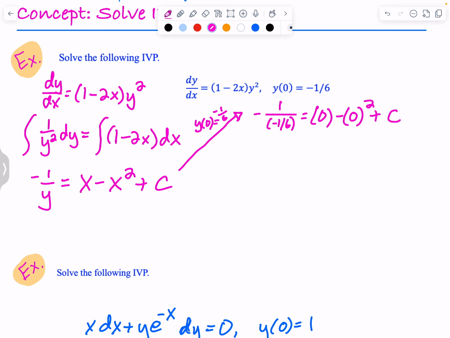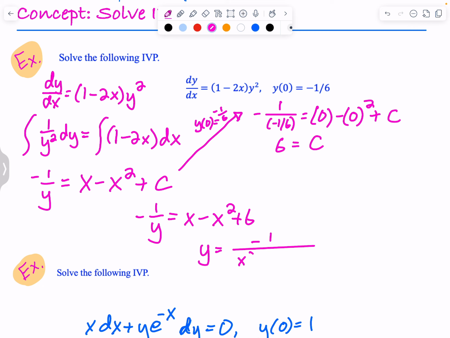Those are zeros. So if I do that, the negatives cancel. 1 over 6 flips, and I get a 6. And then everything on the right just becomes c. So my actual answer is 1 over y equals x minus x squared plus 6. And if you really wanted a y equals, I guess you could have it. It's going to be negative 1 over that.